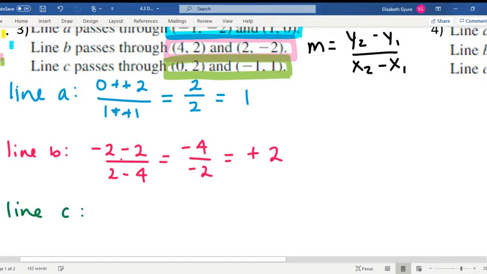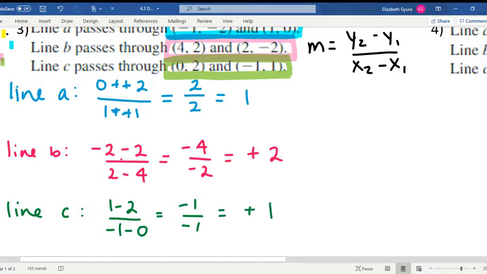All right, line C. We have 0, 2, and -1, 1. Somebody help me with the y's. 1 minus 2. Somebody else, what about the x's? -1 minus 0. Very good. What's 1 minus 2? -1. What's -1 minus 0? -1. What do I have to do with that since I have a negative on the top and the bottom? Right, make it a positive. And what's 1 divided by 1? 1. So this is just positive 1.